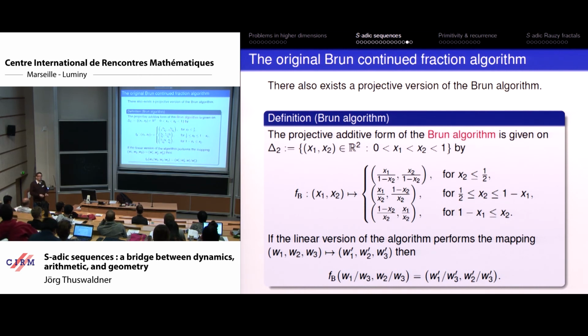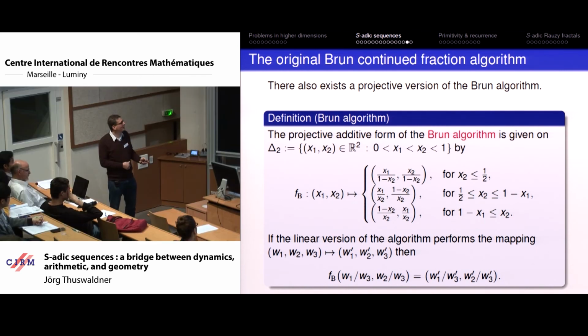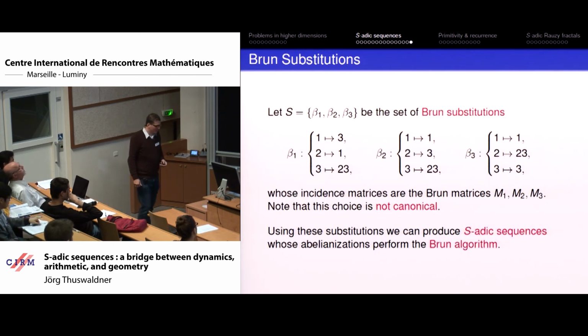Now we were on the projective space, and now we project onto some plane. And it turns out, by easy calculation, that the projectivized additive form of the Brun algorithm is given on a triangle. Here the inequalities are strict, here they're non-strict. I'm sorry for this. Take strict ones everywhere if you want. You just lose measure zero. It is defined in this way. This is a bit harder to memorize than the linear version, but it's just the same projectivized version of the Brun algorithm.